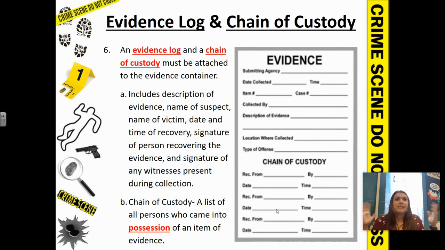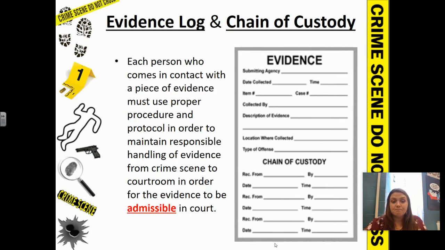So even if it was the DNA in the case and your best piece of evidence, if the chain of custody is not followed and they think it's been tampered with, then the jury can't trust it. And so now your best piece of evidence is no longer usable because you didn't follow chain of custody. So it is very important in our legal proceedings. Each person who comes into contact with a piece of evidence must use proper procedure and protocol in order to maintain responsible handling of evidence from crime scene to the courtroom, in order for that evidence to be admissible, to be used. If you don't follow protocol when taking it, so like if they seized evidence without a warrant, something like that, everything has to be legally followed or they're not going to be able to use it in court, which is the whole point.